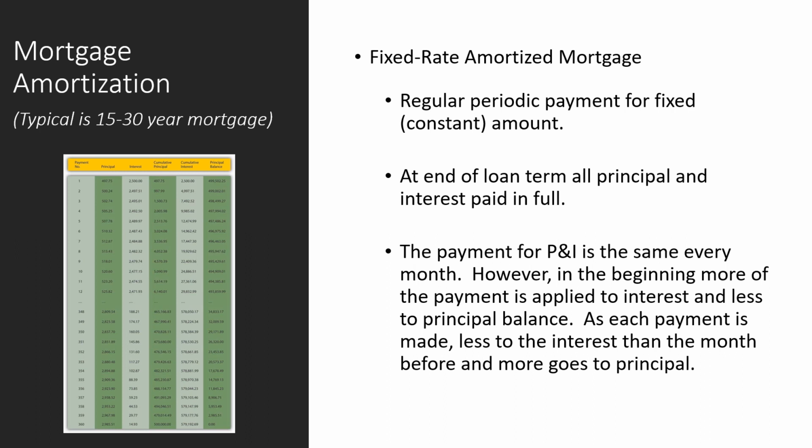Fixed amortized mortgages have regular periodic payments for a fixed constant amount. And at the end of the loan term, all the principal and interest is paid in full. The payment for principal and interest is the same each month. However, in the beginning, more of that payment is applied to interest and less is applied to principal. As each payment is made, less goes to the interest and more each month goes to the principal.